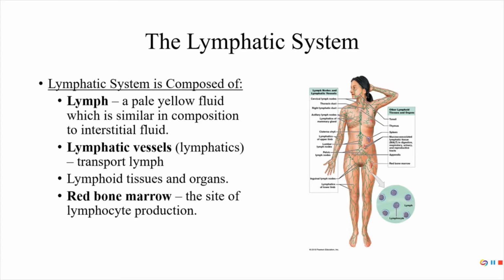Lymphatic vessels, we also call them lymphatics. This is just the tubes that carry lymph throughout the body. There are smaller lymphatics, bigger lymphatics, superficial ones and deep ones, etc. And then we look at lymphoid tissues and organs. One of the big things when we talk about that is such things as the spleen, your tonsils, your thymus, appendix, bone marrow, things like that, which are also part of that.